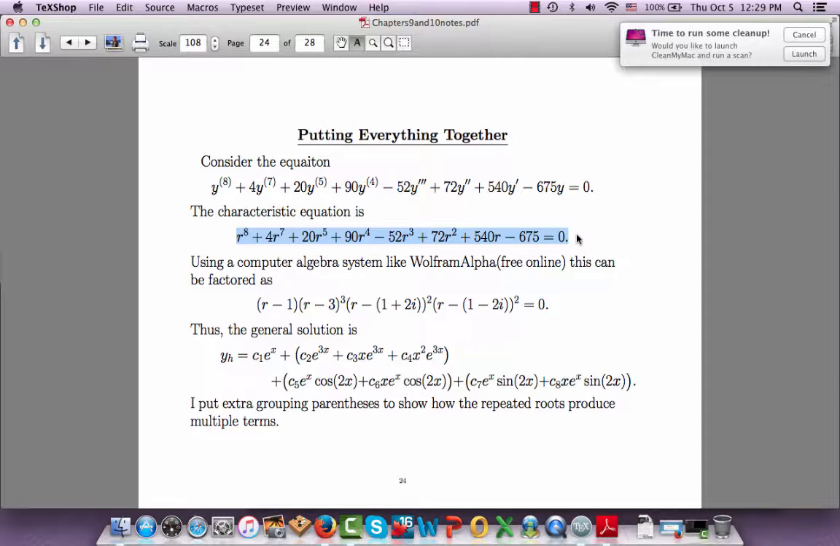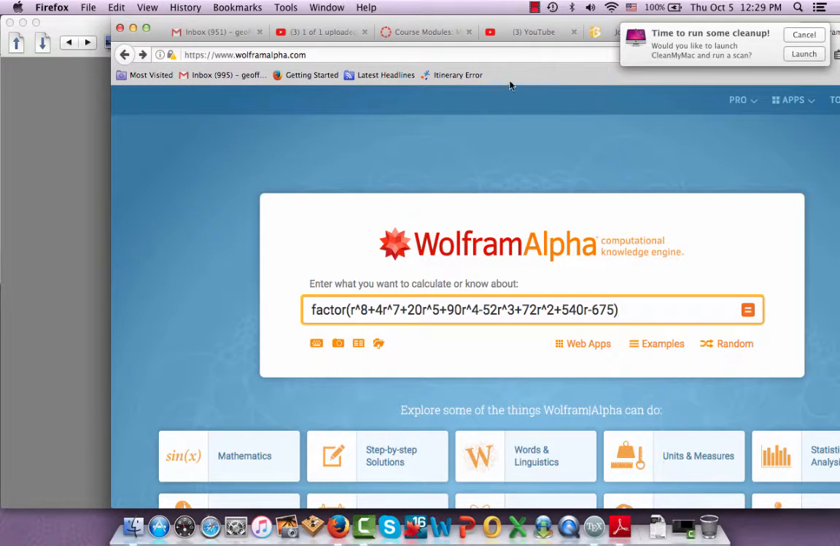So it will have 8 complex number roots, but many of them, or all of them, could be real. But we won't know until we look for them. So let me go over to Wolfram Alpha. All we're going to do is take this polynomial and copy it into Wolfram Alpha.